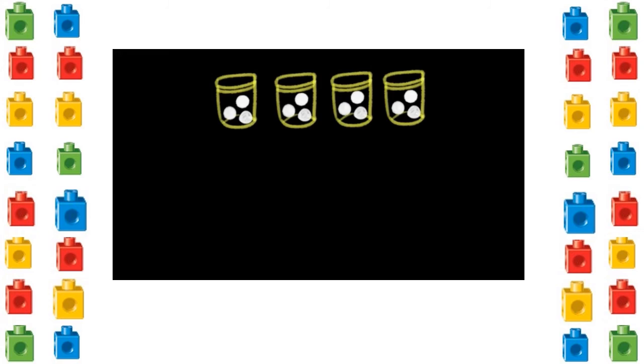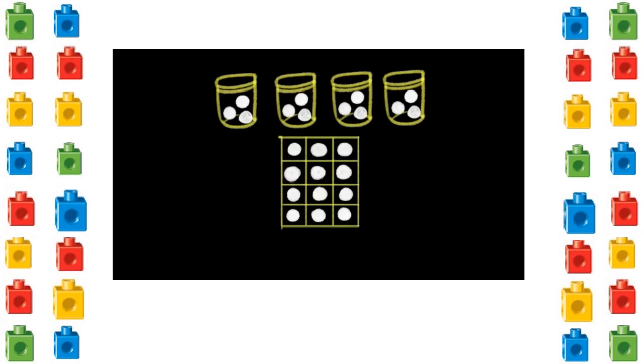So I have these 4 jars here, and in each jar, I have 3 marbles. I'm really curious. How many marbles do I have in all? Let's use a model to find out. I'll draw an array to help me out. Now I can look at the rows and use repeated addition. 3 plus 3 plus 3 plus 3 equals 12. So I have 12 marbles all together.